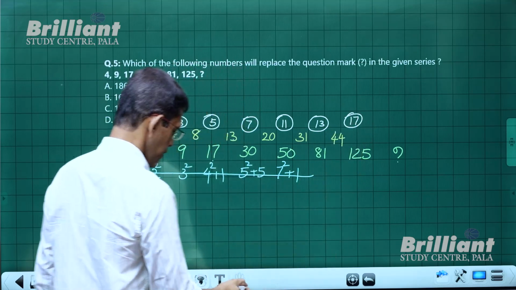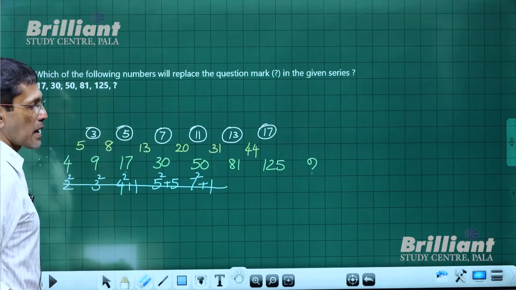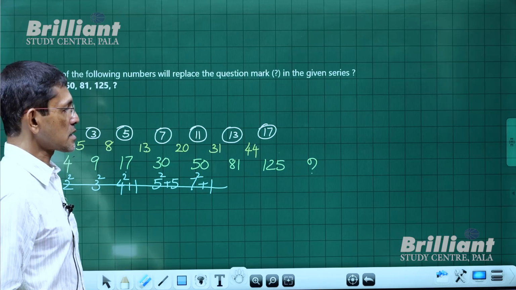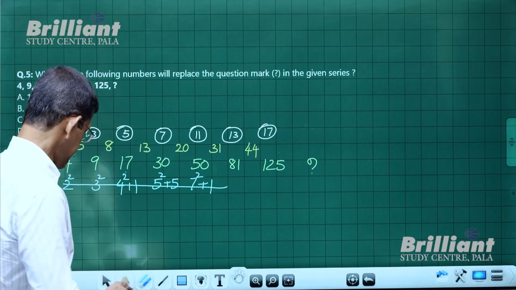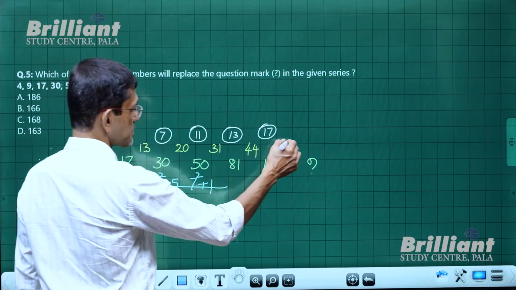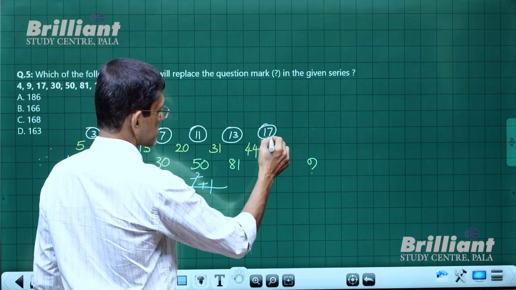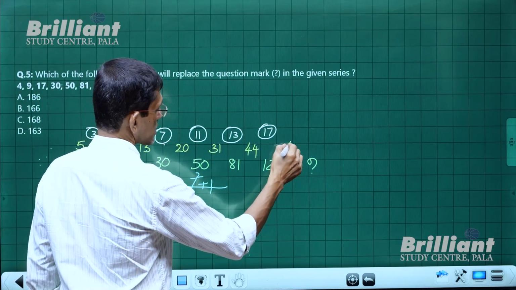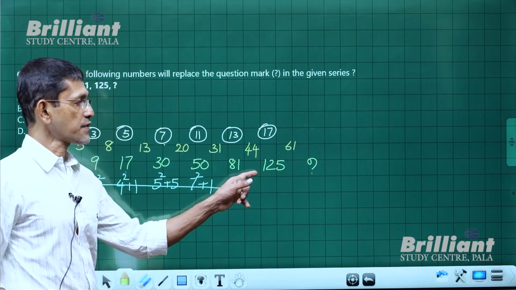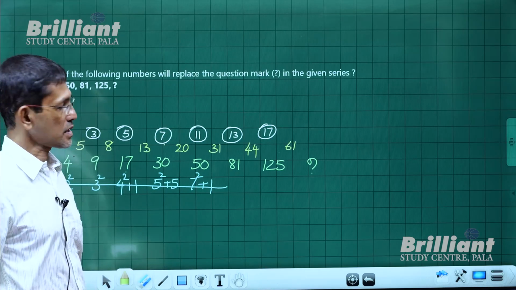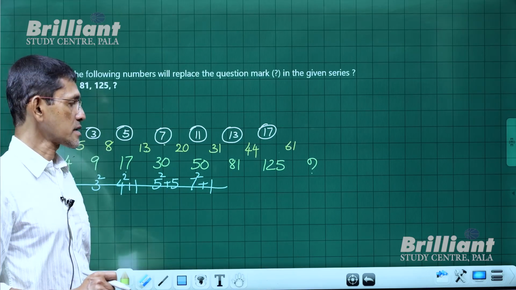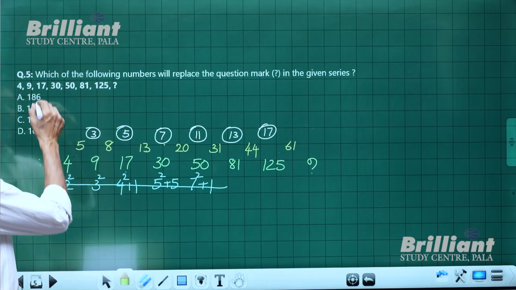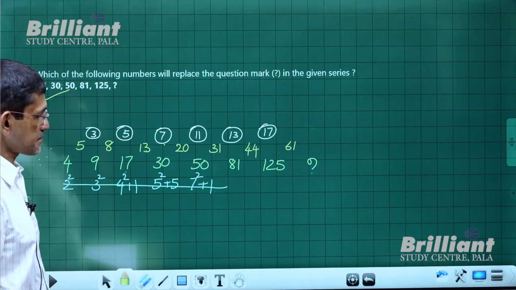So 44 plus 17. How much is that? 44 plus 17 is 61. Correct? So the next difference is going to be 61. Next actual difference, 61. So 125 plus 61 is going to be the answer. So 125 plus 60, that's 185. Plus 1, 186. So the answer right here, 186.